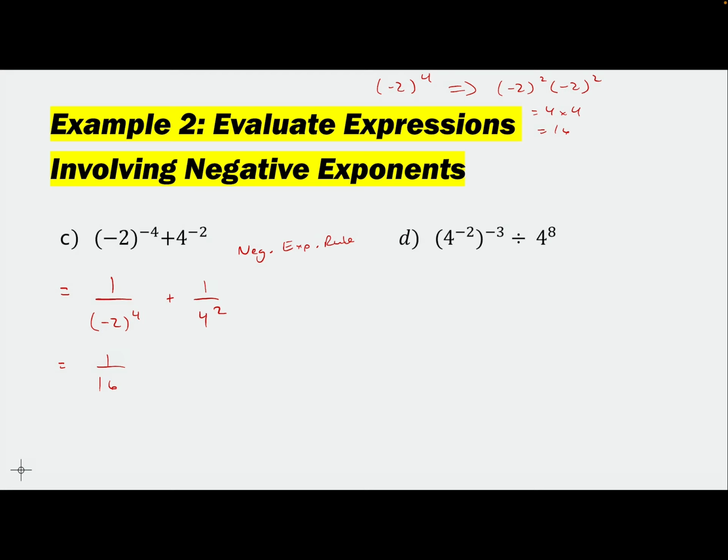Okay, so going back to this example, we have 1 over 16 plus 1 over 4 squared. 4 squared is also 16. So we have a common denominator. We can just add everything. We get 1 over 8, because 2 over 16 reduces to 1 over 8.